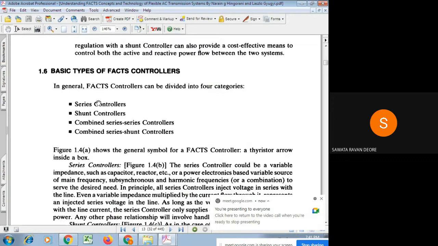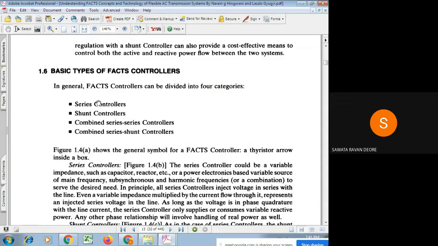Likewise, the shunt controller. If there are multiple transmission lines having their individual series controllers, they need to be controlled in a coordinated manner. That can be called a combined series controller. Or if two series controllers have a common DC link connecting their DC sides together, then that series controller is called IPFC, which stands for interline power flow controller.